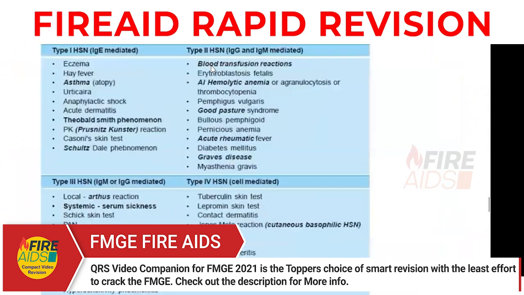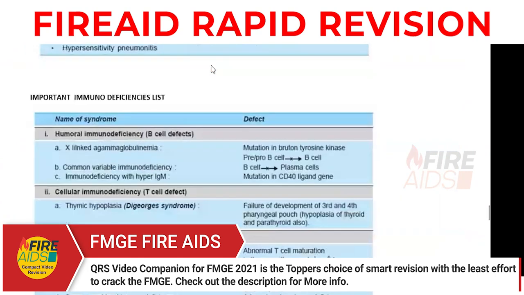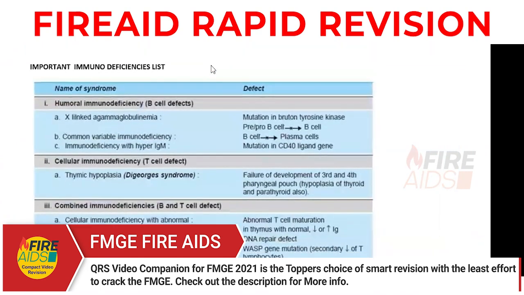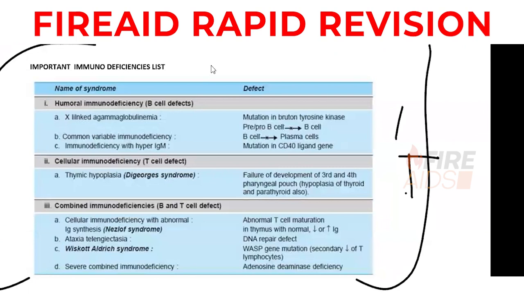So we saw a lot of examples, and you will have to read many more examples. Next is the list of immunodeficiencies. You need to know when the T cell is gone or the B cell is gone, what is going to happen. When the T cell is gone, you are going to get something called DiGeorge syndrome.